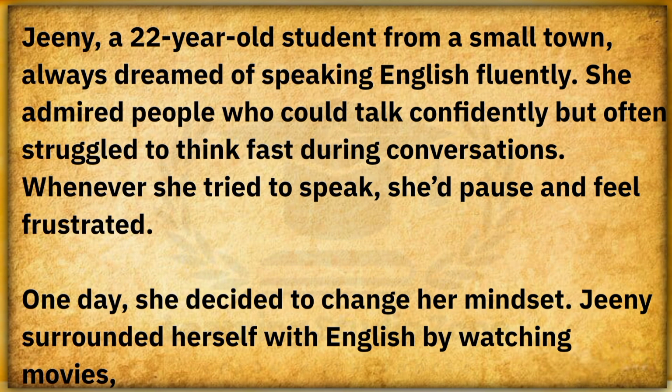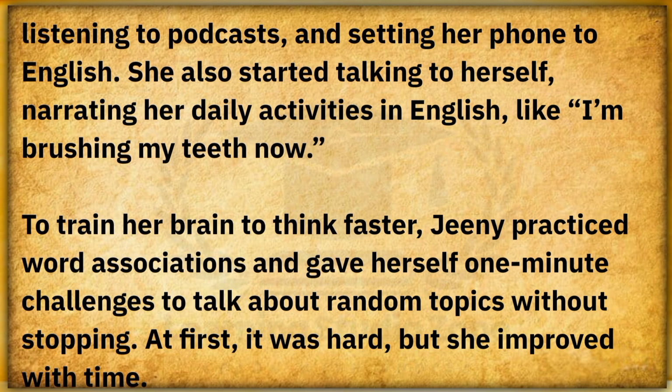Jeeny surrounded herself with English by watching movies, listening to podcasts, and setting her phone to English. She also started talking to herself, narrating her daily activities in English, like, "I'm brushing my teeth now." To train her brain to think faster, Jeeny practiced word associations and gave herself 1-minute challenges to talk about random topics without stopping. At first, it was hard, but she improved with time.